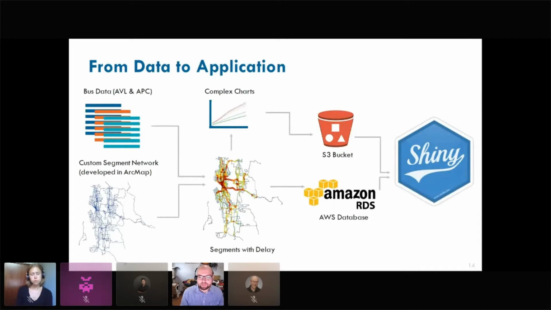The other main data source that the Shiny application is pulling is a Postgres SQL database, which lives in Amazon RDS. And that has all the information specific to the segments, as well as a bunch of other metadata.